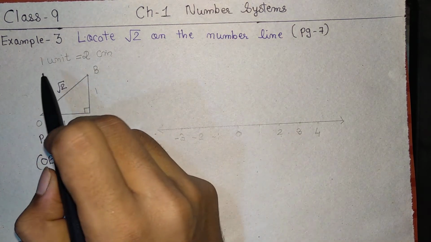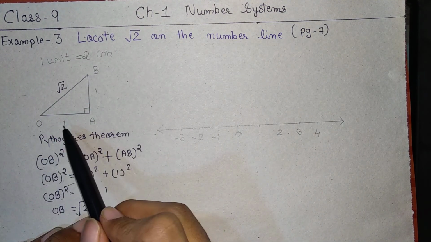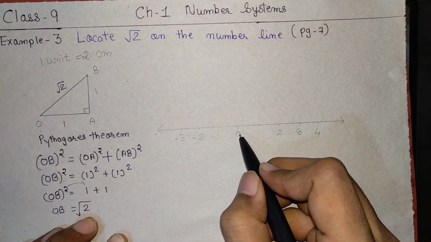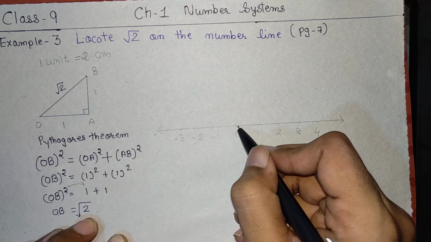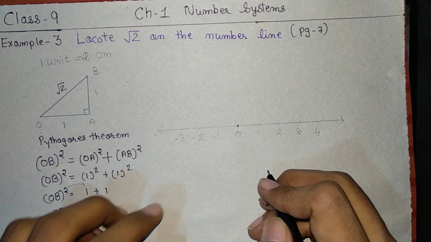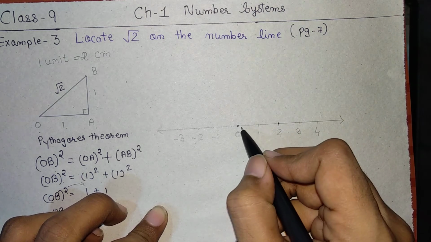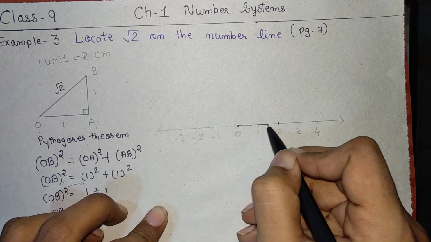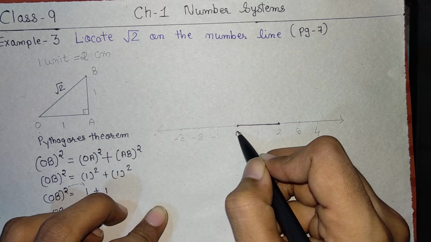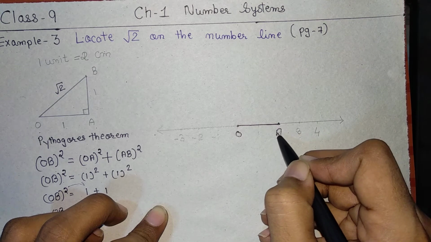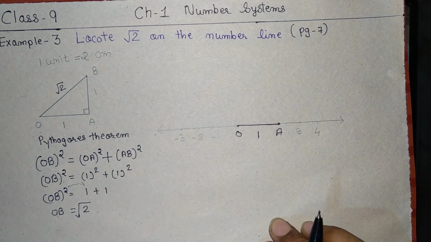As we have written here, 1 unit is equal to 2 centimeter. What is OA? OA is 1 unit. So here we will take OA as 2 centimeter, because 1 unit is equal to 2 centimeter. Let us start from 0. This is 1 centimeter and this is 2 centimeter. So this is nothing but our OA. This is O and this is A. This is nothing but 1 unit.